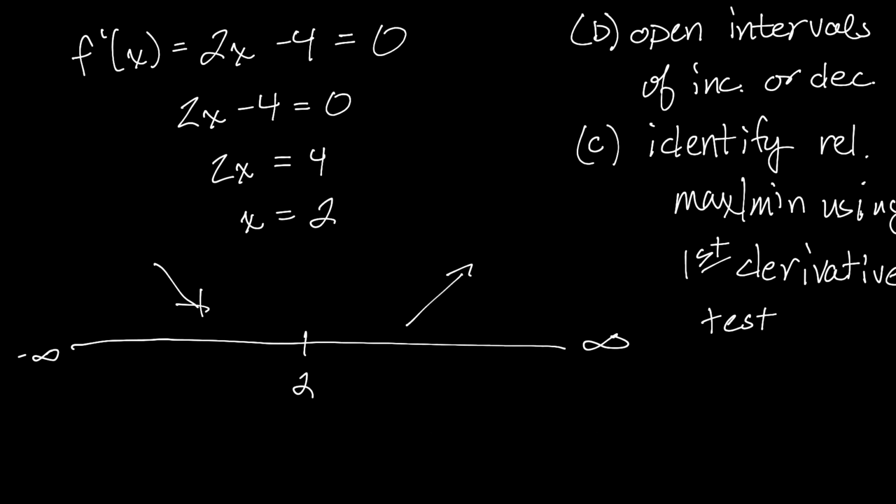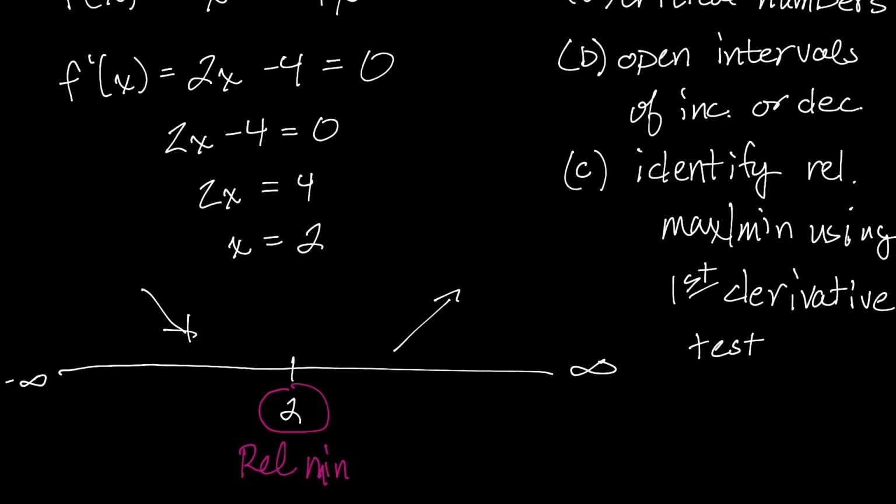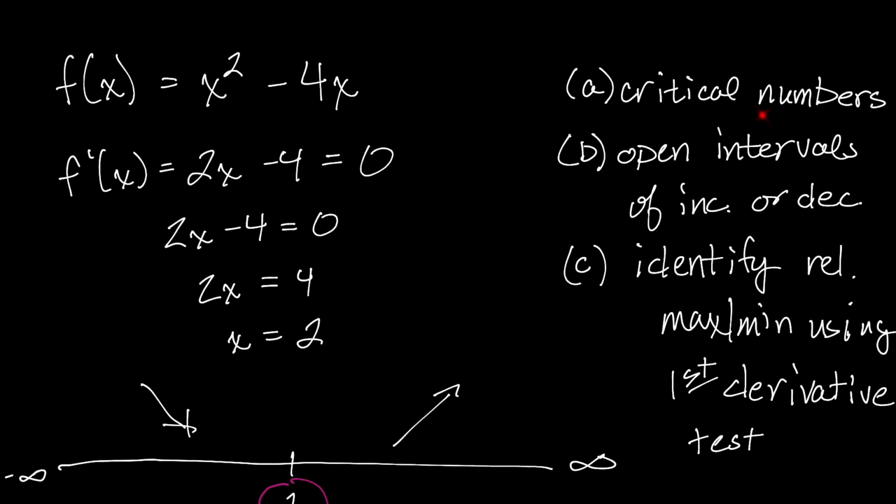So if 2 is a critical value, that's going to coincide with being a relative minimum. That's because I'm going downhill from the left. I'm decreasing from negative infinity to 2, and then I'm increasing from 2 to positive infinity. So it must bottom out at 2, because if I substitute 2 into the derivative, I know it's going to equal 0. So it's going to have a 0 slope at 2. I've now found the critical value of positive 2.